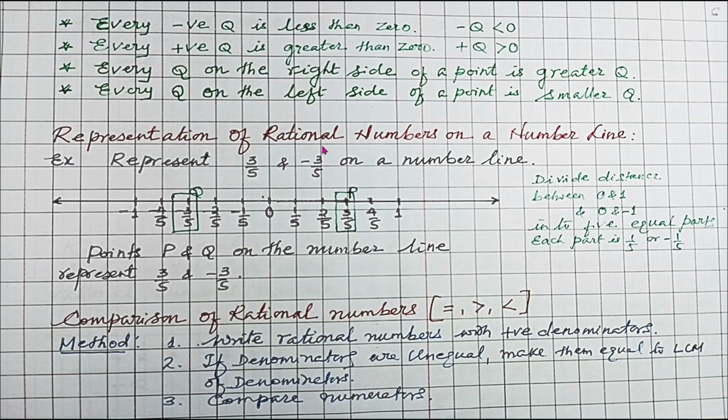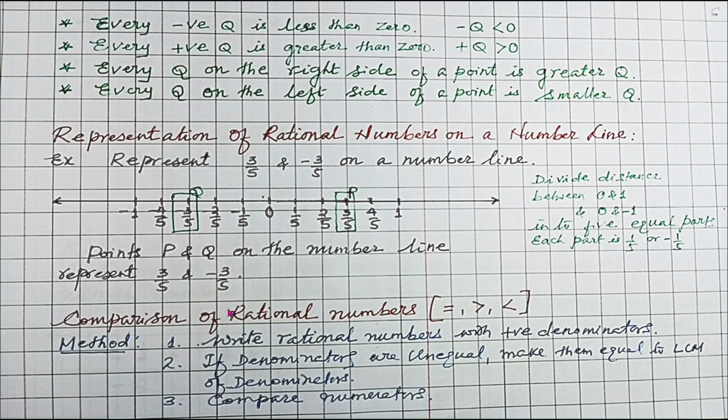And so also minus 3 by 5, we can represent by taking 5 as the denominator. 0 by 5 is again 0, minus 1 by 5, minus 2 by 5, minus 3 by 5, minus 4 by 5, minus 1. We have divided into 5 divisions here. So minus 3 by 5 represents point Q on the number line, and that is how we represent 3 by 5 and minus 3 by 5 on the number line.